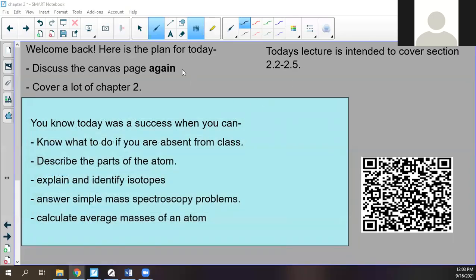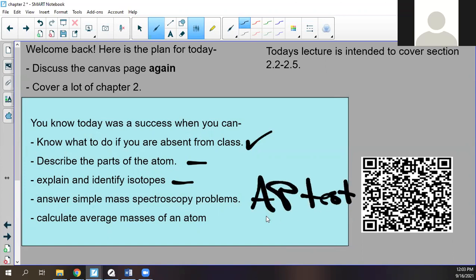Okay, so hopefully today was a success because you know what to do if you're absent from class. All right, the rest we're going to describe the parts of the atom, which hopefully you can do right now. Explain and identify isotopes. These may not be in order now that I look at them. Answer simple mass spectroscopy problems. This is definitely on the AP test. They love this for some reason. They added it maybe 2 or 3 years ago, and they really love those questions, even though they're not even that hard. But that's fine. And then calculate average masses of an atom. This is not hard, but you need to know how to do it because it is typically something you'll see on exams. Okay, so let's fire away.